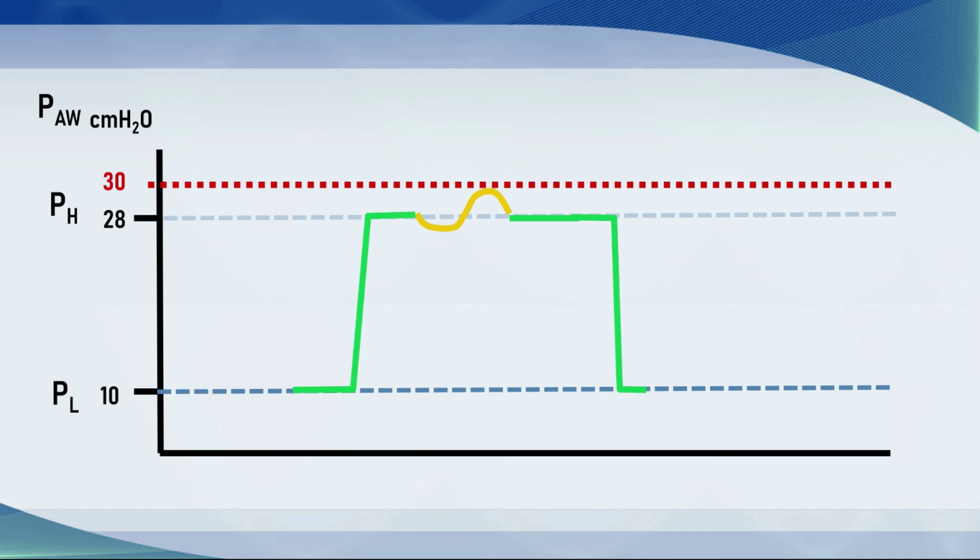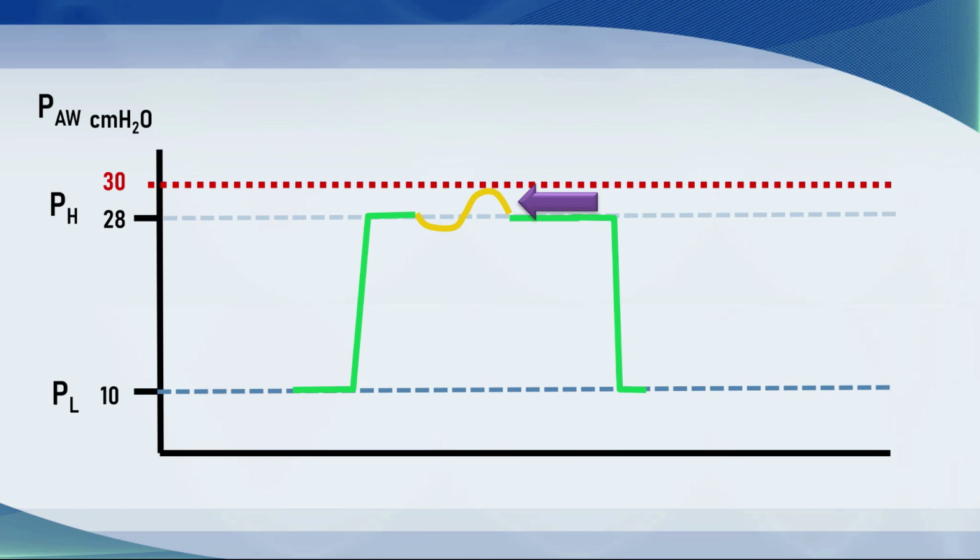Now what's important here is that positive pressure deflection on expiration will bump up the airway pressure. It usually does not exceed 2 centimeters of water. So in general, I don't set the high pressure level at more than 28 so that we don't push through that 30 centimeters of water barrier.